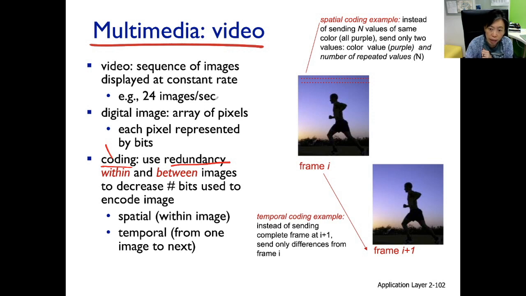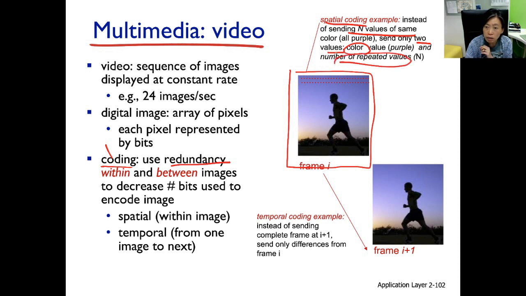So redundancy could exist here, within one frame, within one image. You see here the sky, all these pixels in the sky, they would actually look very much the same. The colors are pretty much the same, right? So that is called spatial coding. So instead of sending all the values one by one, how about sending only two values? The color and the number of times the color is going to repeat. So two numbers instead of n numbers. That reduces the number of bits we need to transmit.